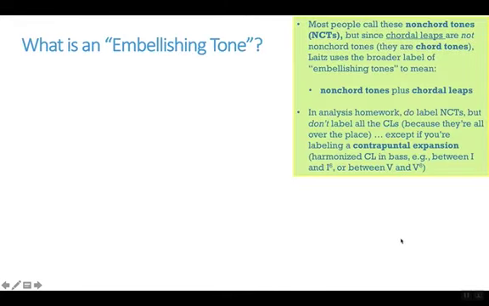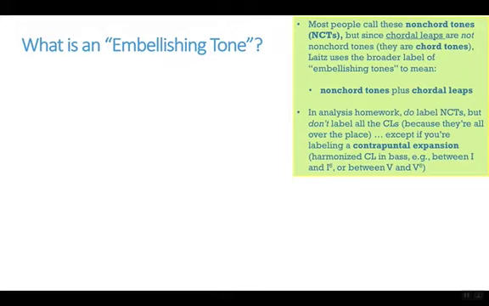So, welcome to a lecture on accented and chromatic embellishing tones. First of all, what's an embellishing tone? Most people call embellishing tones non-chord tones, NCTs. But since Laitz also wants to include chordal leaps, and chordal leaps are not non-chord tones, they're chord tones, Laitz ends up using the broader label of embellishing tone to mean non-chord tones plus chordal leaps.